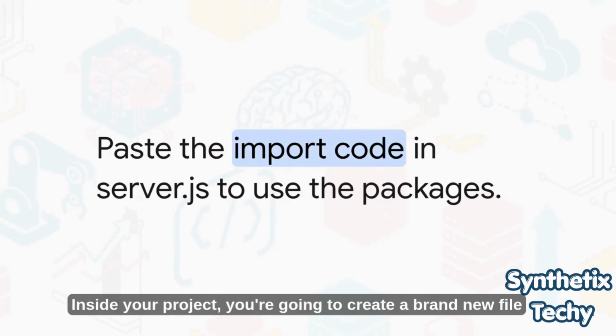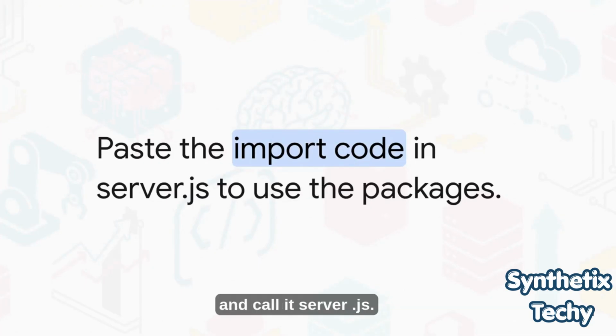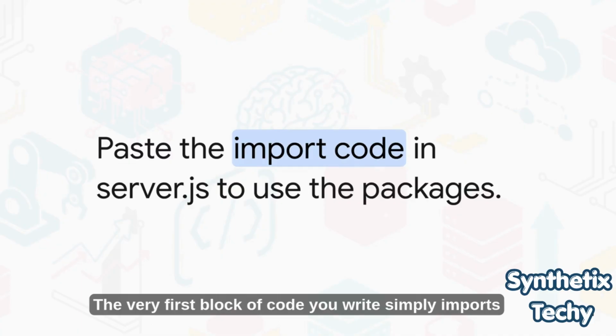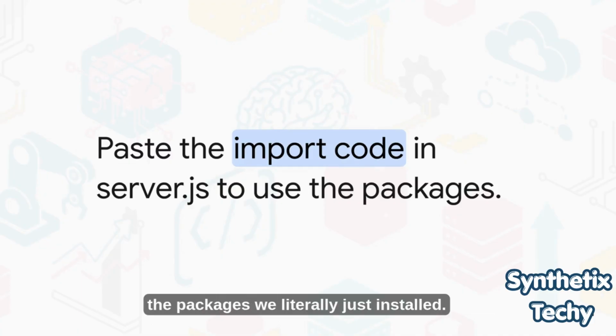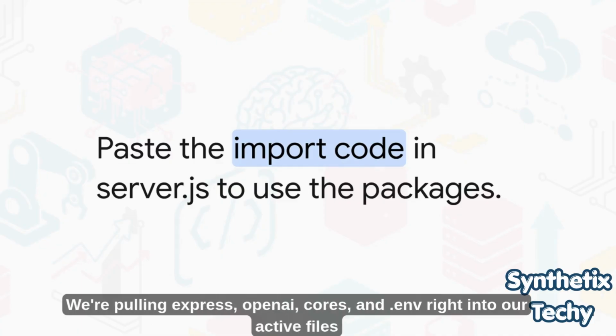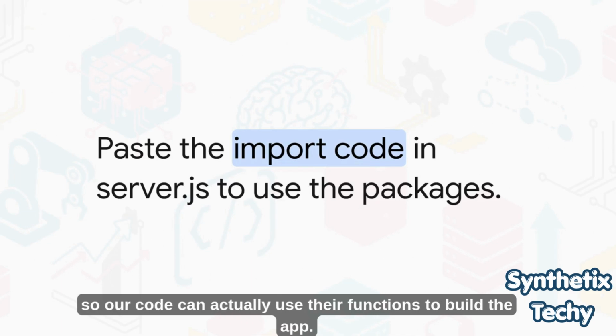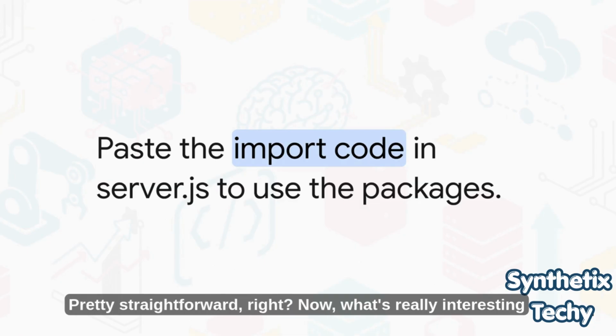Inside your project, you're going to create a brand new file and call it server.js. The very first block of code you write simply imports the packages we literally just installed. We're pulling Express, OpenAI, CORS, and dotenv right into our active files so our code can actually use their functions to build the app. Pretty straightforward, right?